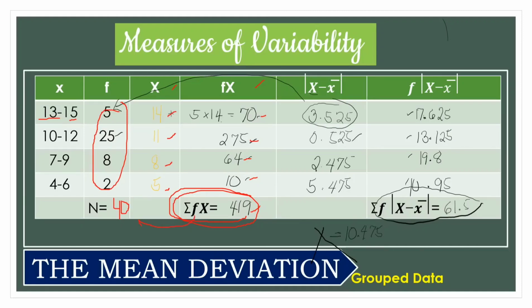419 divided by 40. When we divide those two, the result is 10.475, or 10 and 475 thousandths. Okay, given the value of the mean, we get the value of the class mark minus the mean, and then it has an absolute value. That's why we get the positive equivalent of those differences.